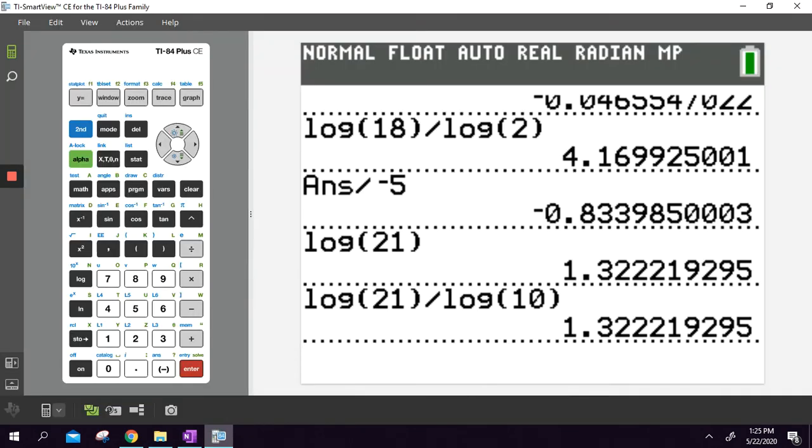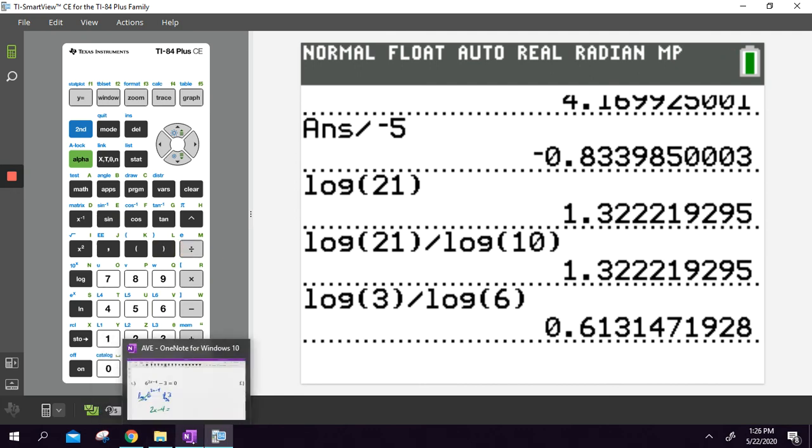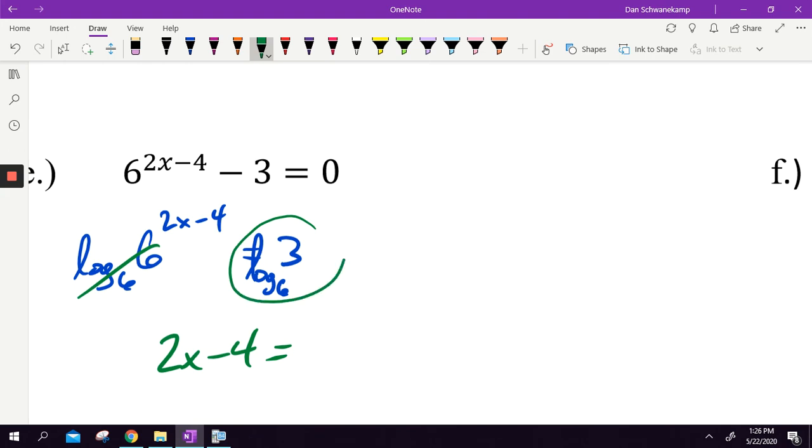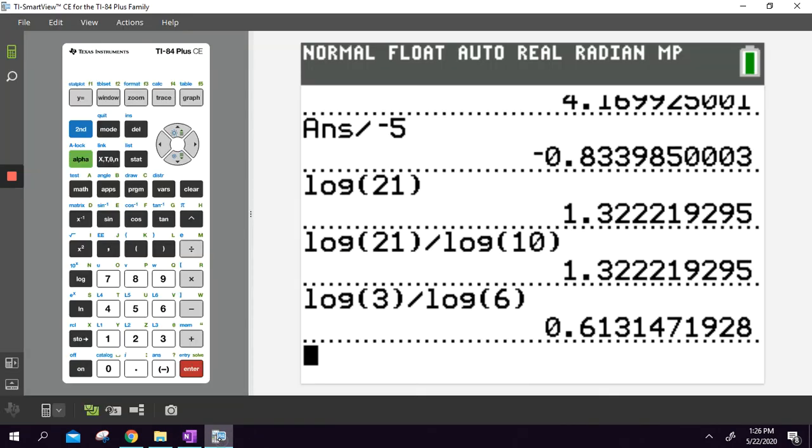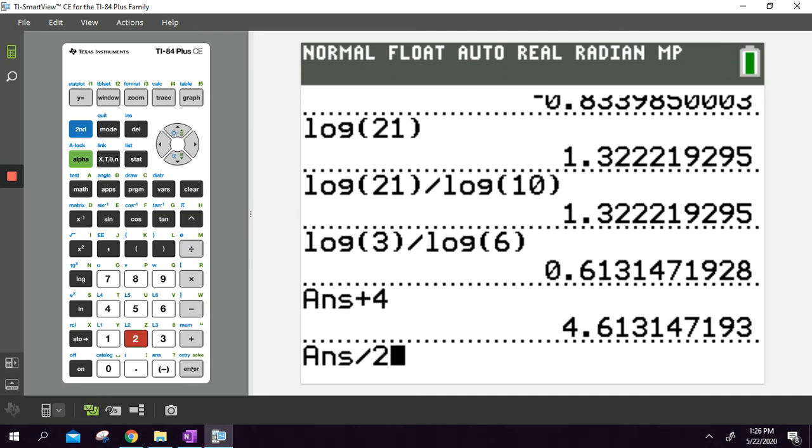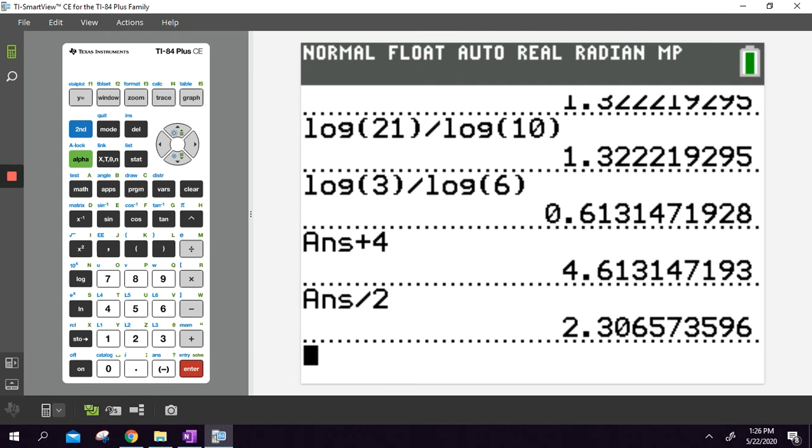In my calculator, I'm doing log base 6 of 3, so log of 3 divided by log of 6. I get that number right there. So I found out what this is. I still need to add 4 to that and then divide by 2. So I'm going to add 4 and then divide by 2. Notice that I hit enter in between because I'm doing it step by step. My final answer is 2.307.